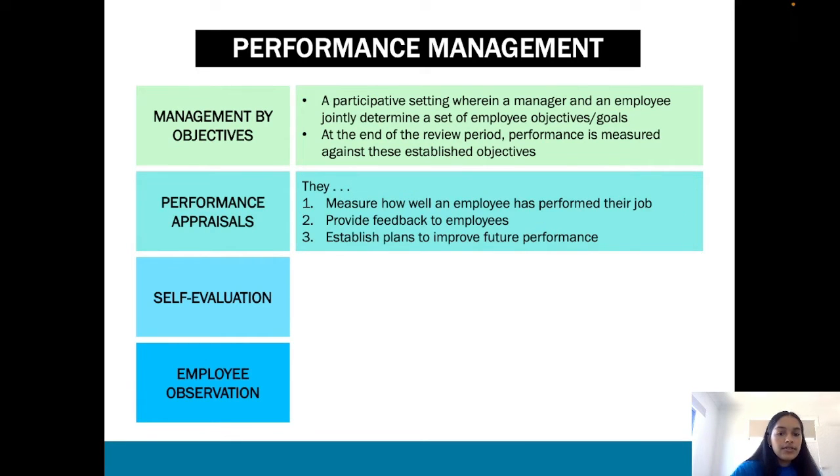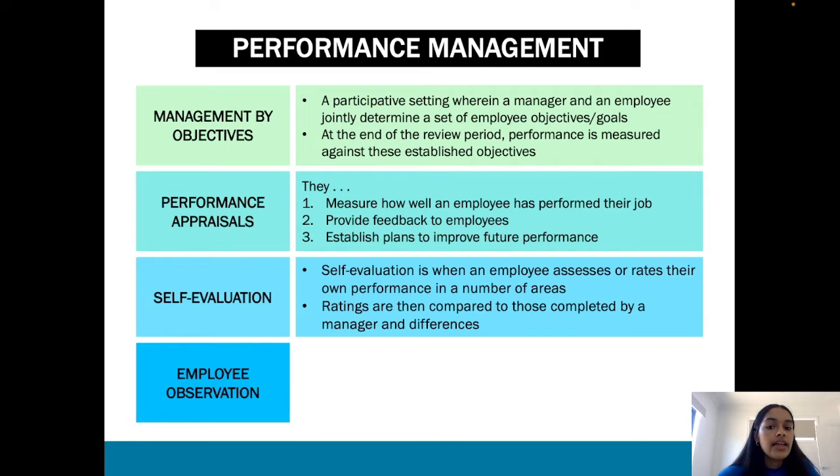Then we have self-evaluation. They measure how well an employee has performed their job, provide feedback to employees, and then establish plans to improve future performance. Seeing if there are any ways they could improve, and then communicating that so that they can address those things.